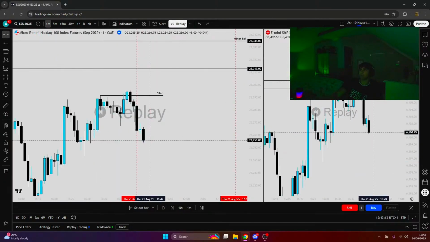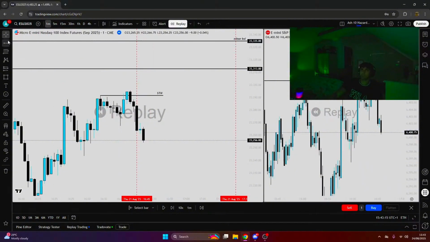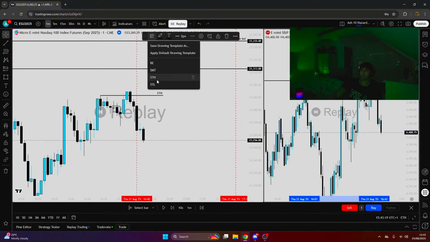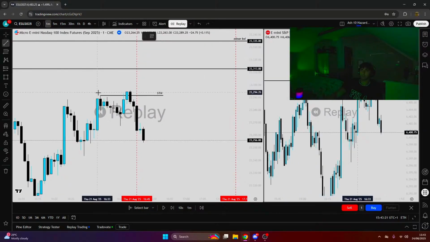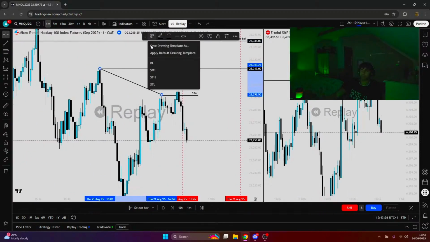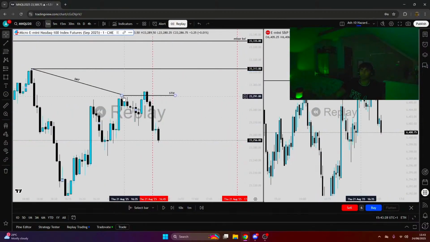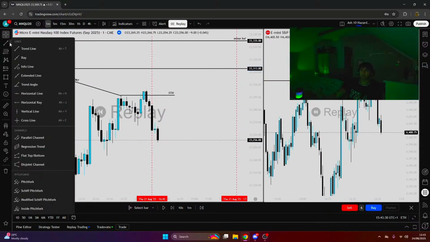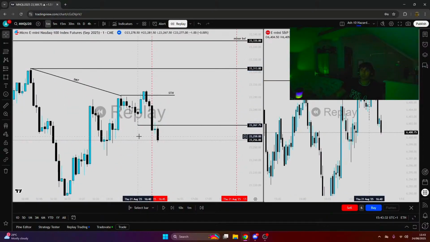ES has swept that point, so that's a bearish SMT, high time frame bearish SMT, right there, bang, SMT, bang, right there.